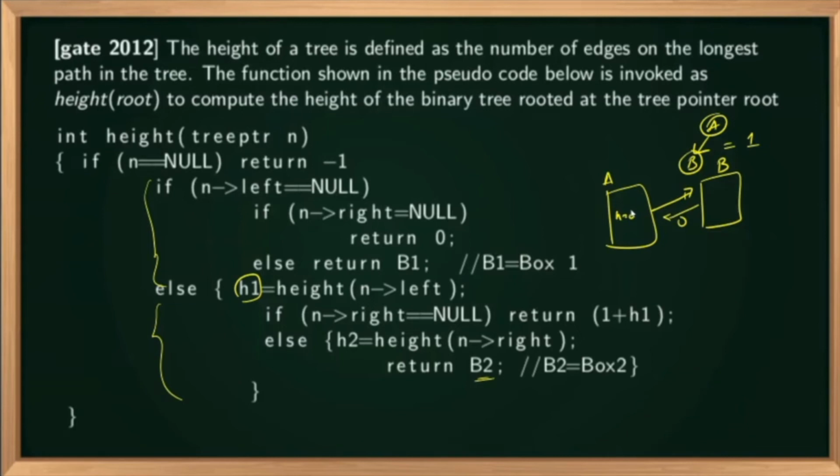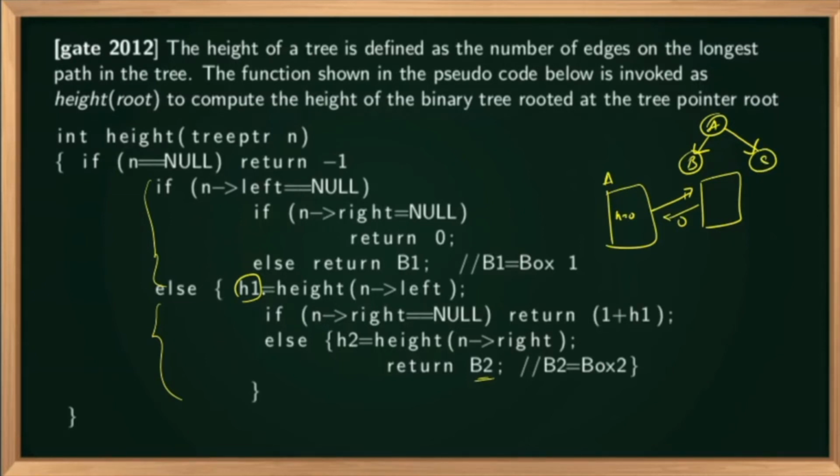Now if n dot right is null? Yes, it is null. What happens then is we are just returning 1 plus h1. So that means we have to go here. I have to take a tree that is a little bit bigger. So let me take b, and this is c, and this portion returns 0.